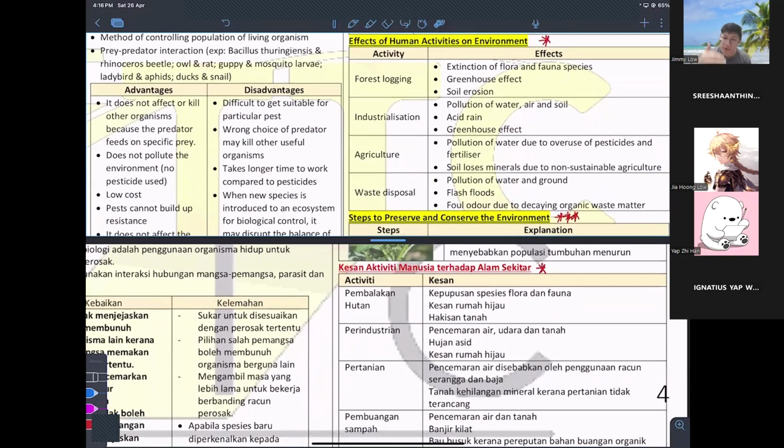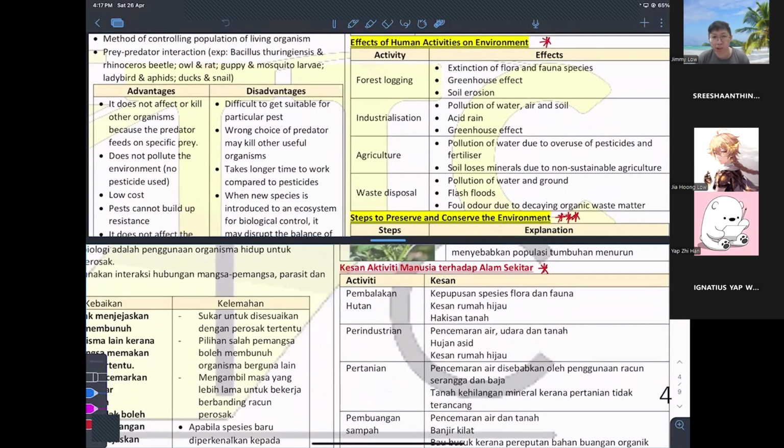Effect of human activity. This one is actually related to what we have mentioned just now. You chop down the trees, forest logging means deforestation. Industrialization, agriculture, waste disposal. Go through. No need to memorize. It is all common sense.